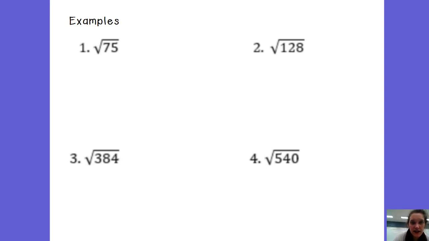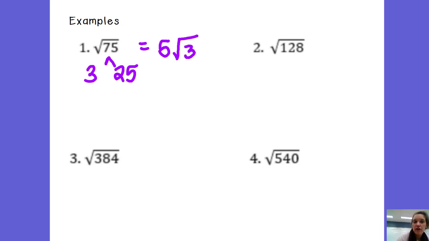Okay, let's simplify these radicals. Square root of 75. 75 is 3 times 25. Well, hopefully you recognize that 25 is a perfect square, and the square root of 25 is 5, and then we would just leave the root 3.